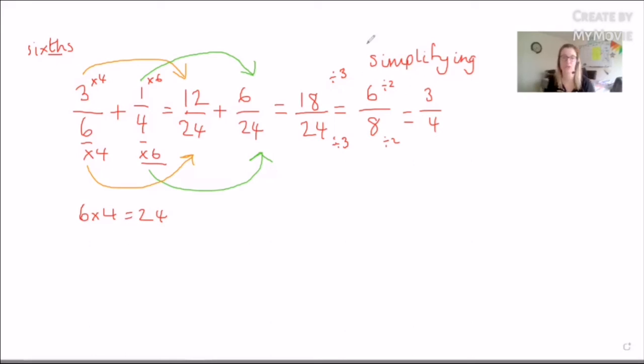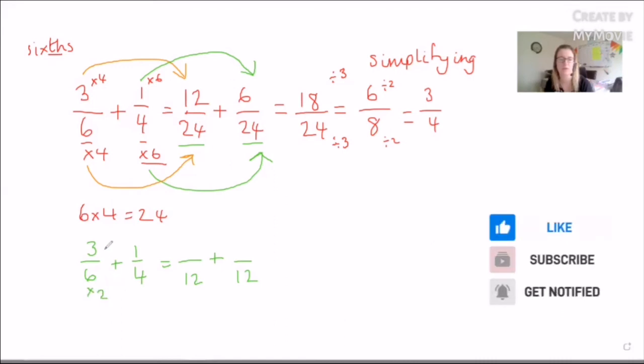Now, shall I show you the quicker way? Let's do it again. 3/6, add 1/4. Now, remember all the way back up here, we used the number 24, didn't we? If you can think of a smaller multiple, then let's use it. Did anybody think of 12? Let's go for 12. Something over 12 plus something over 12. Now, do you remember? How do we get 6 to 12? We multiply that by 2. Whatever we do to the bottom, we've got to do to the top.